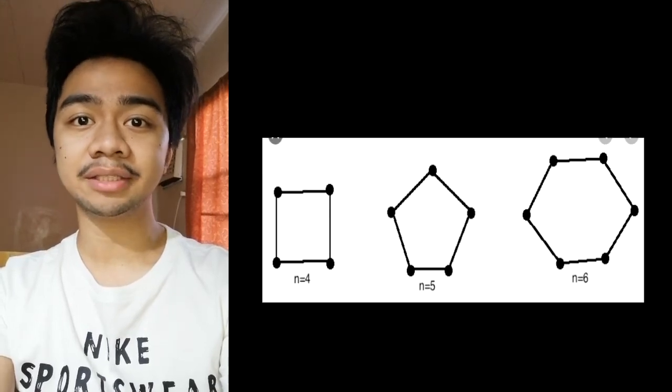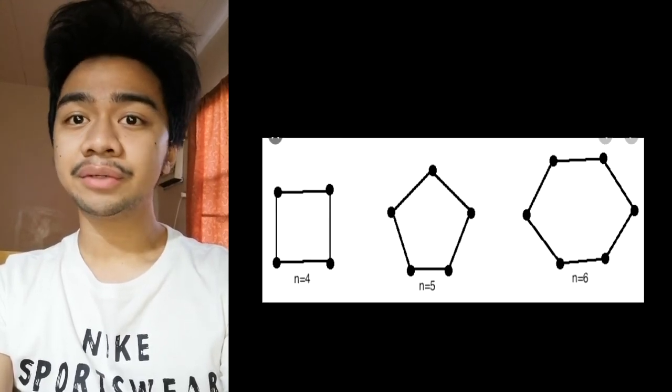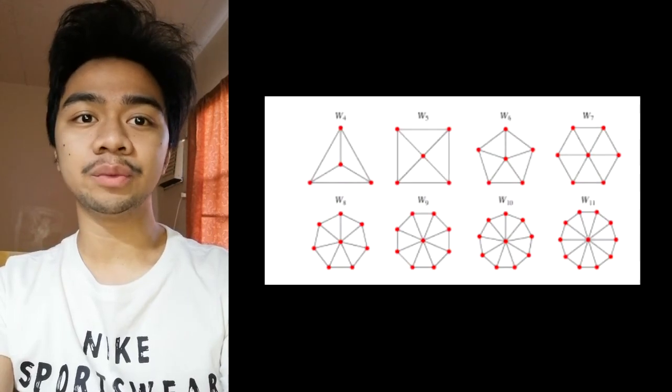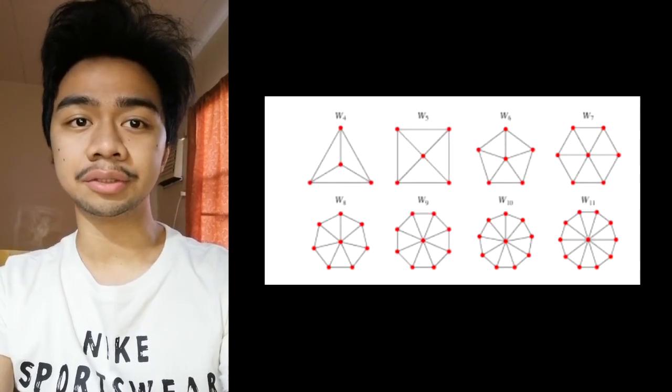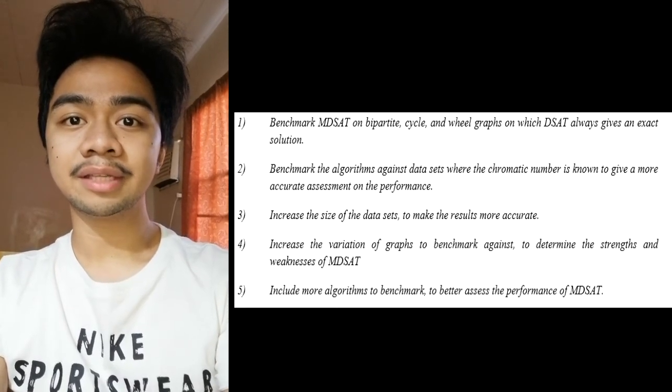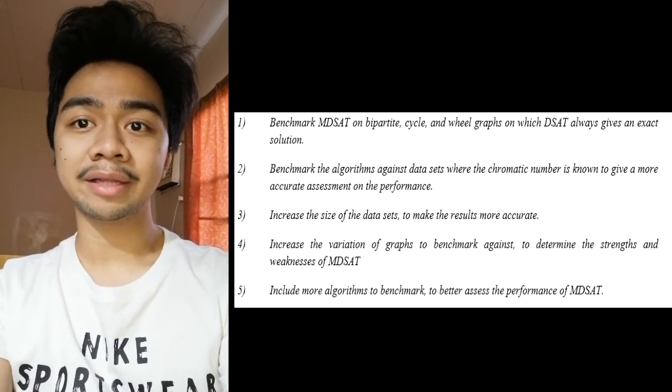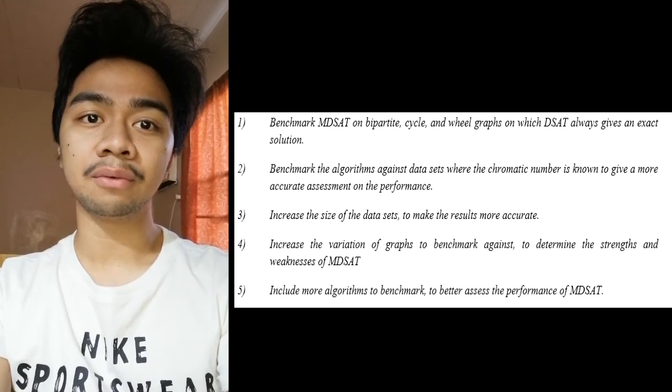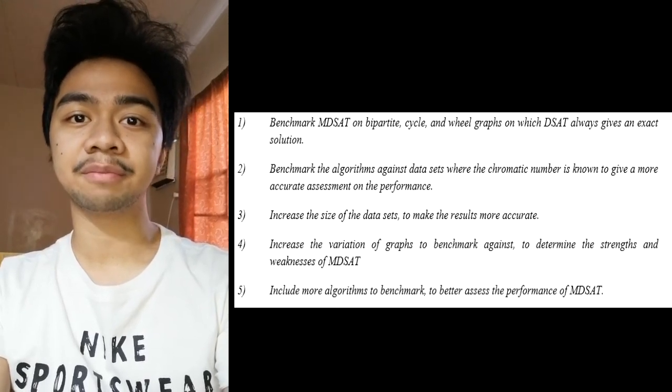First, to benchmark MDSAT on bipartite, cycle and wheel graphs on which DSAT always gives an exact solution. Second, benchmark the algorithms against datasets where the chromatic number is known to give a more accurate assessment of the performance.